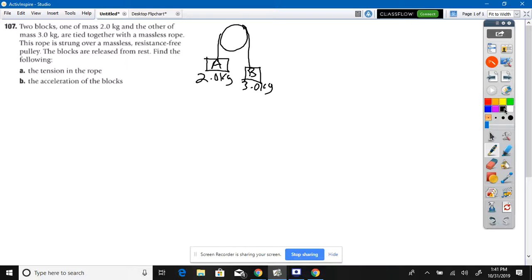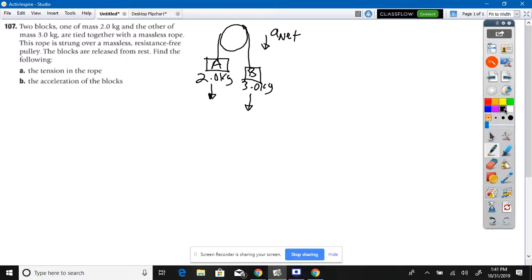Now remember, when we have a pulley problem, we treat it as a tug of war. Let's take a review of what we've got. We've got gravity pulling that block down this way, and gravity pulling that block this way, and there's going to be a net acceleration of the two. Which one of these do you think is going to win? So the net acceleration is going to be down this way.